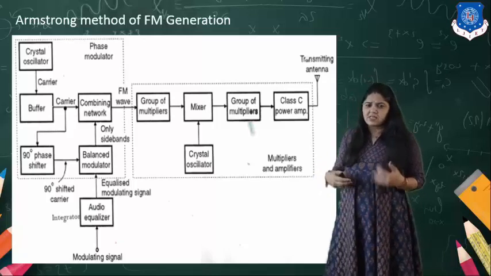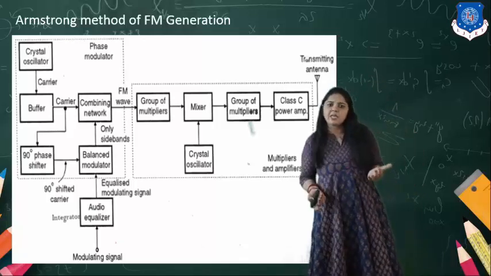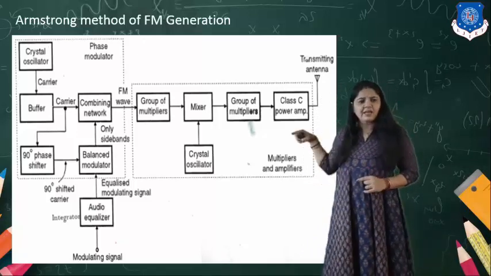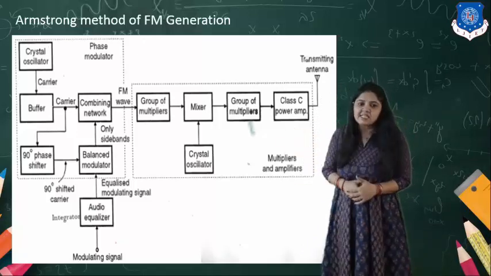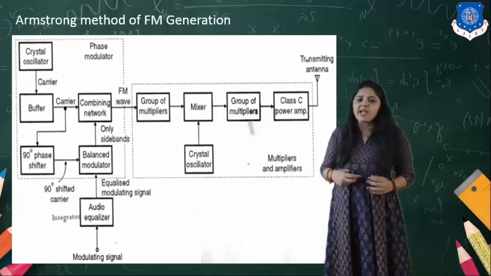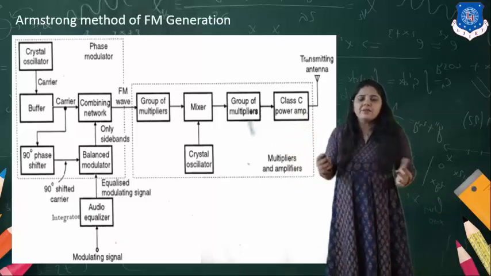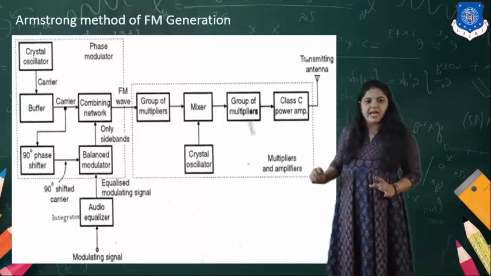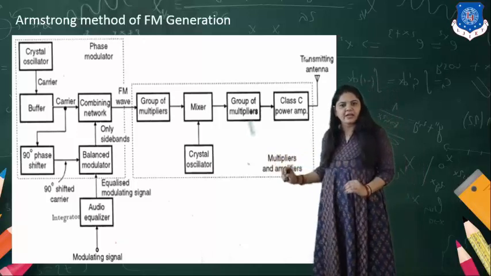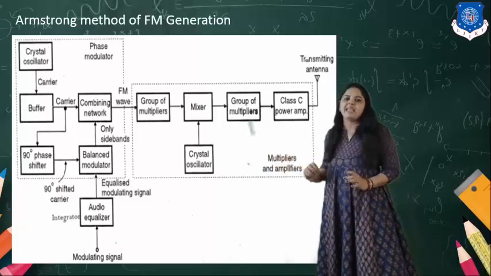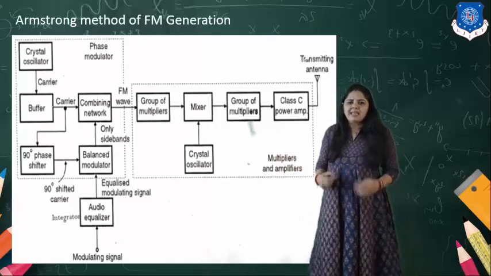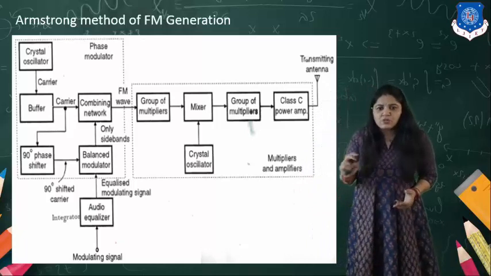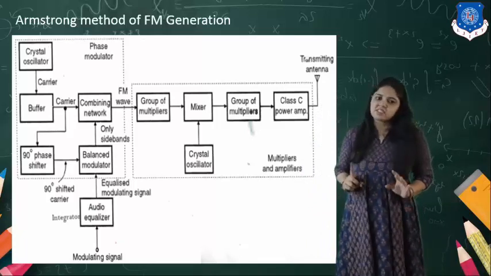So whatever the signal level is there, that can be passed exactly through the buffer, and the carrier output is given to the 90-degree phase shifter. So my unmodulated carrier will now be 90-degree phase shifted. That 90-degree phase shifted carrier output is given to the balance modulator. Now the balance modulator gives me the output, that are the two sidebands and the suppressed carrier.